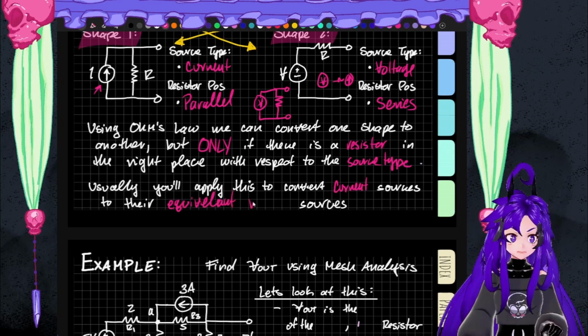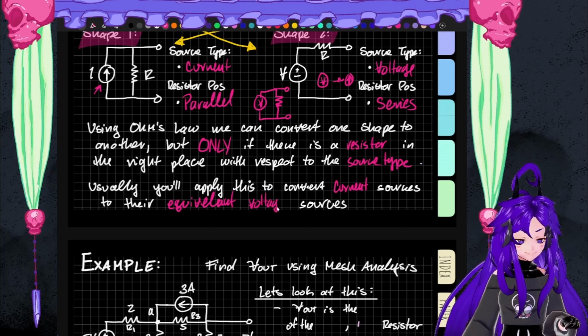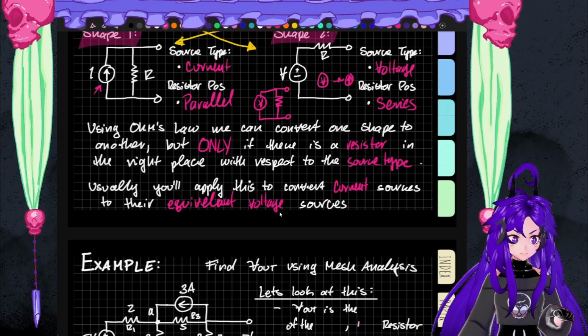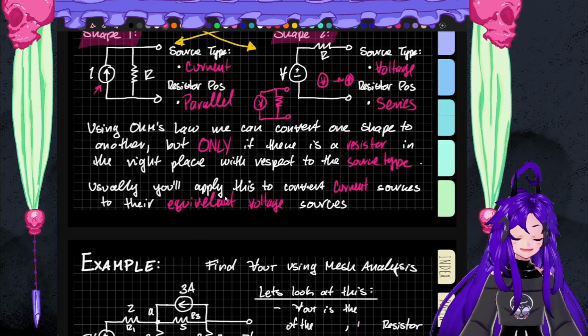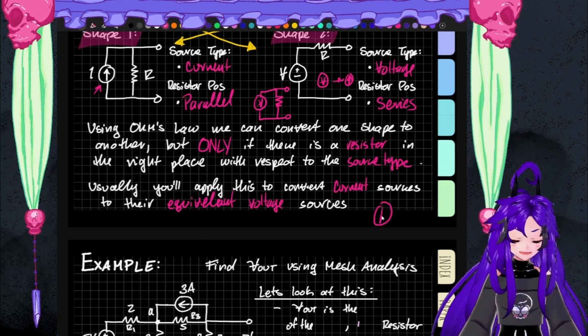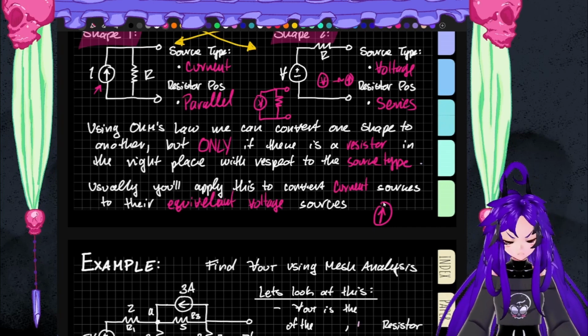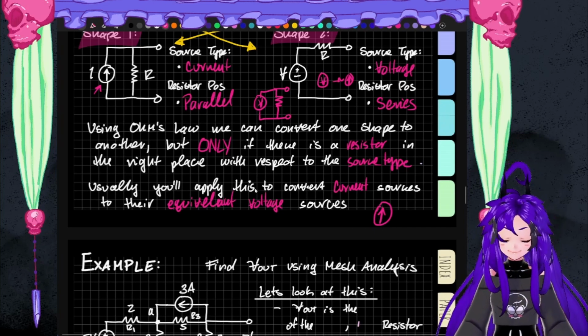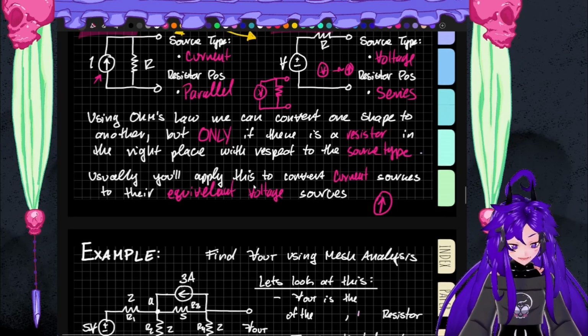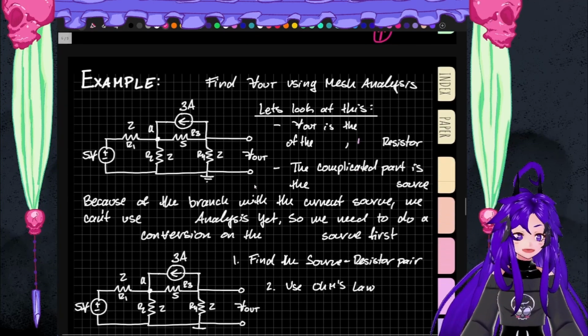Their equivalent voltage. So, and again, this is because a current source is rude in branches. Also because it makes mesh analysis not possible. You cannot apply mesh analysis.